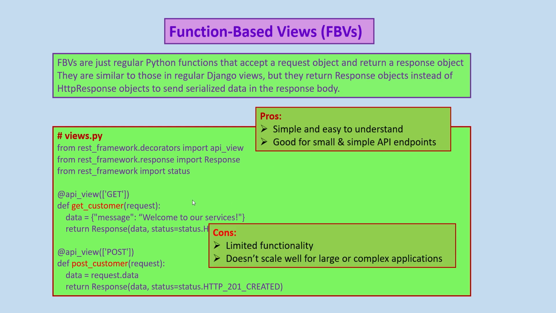There are some disadvantages as well. Let us see what they are. It has limited functionality and it doesn't scale well for large and complex applications. So these are some limitations of function-based views. In short, we can use function-based views for small and simple API endpoints, and they are easy and simple to understand and use.